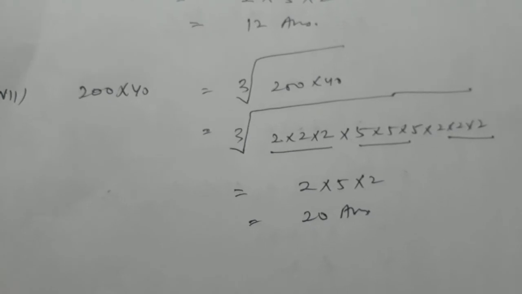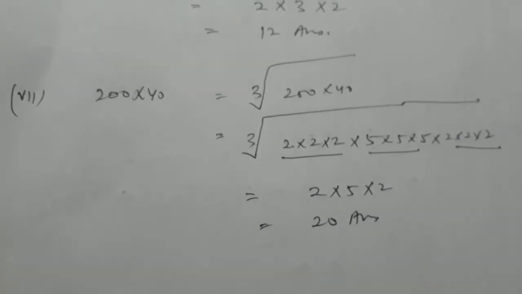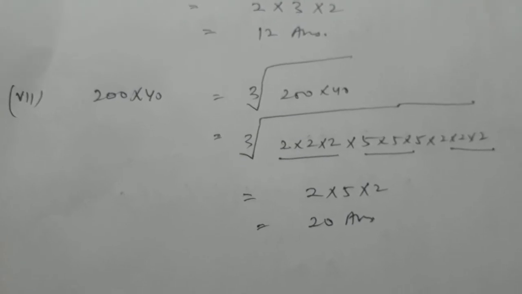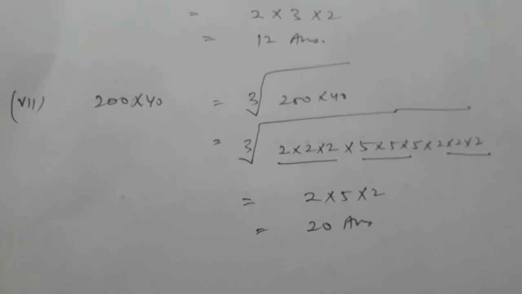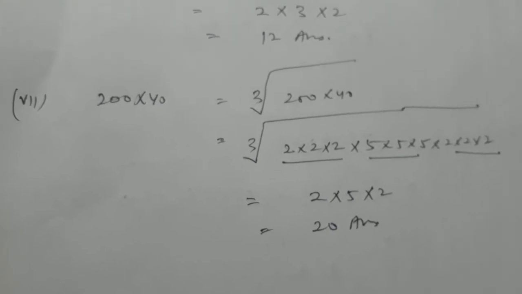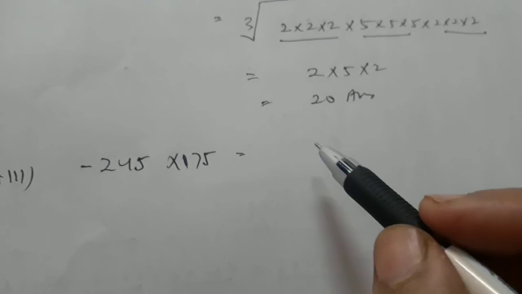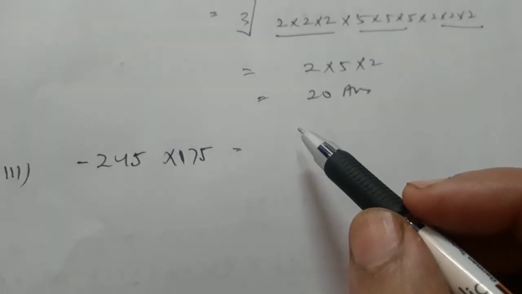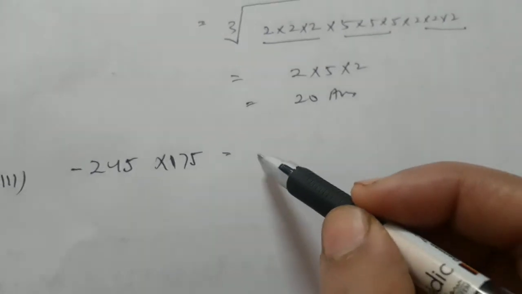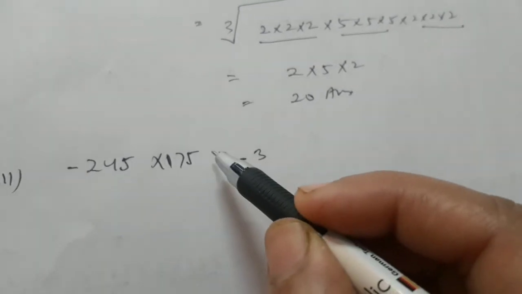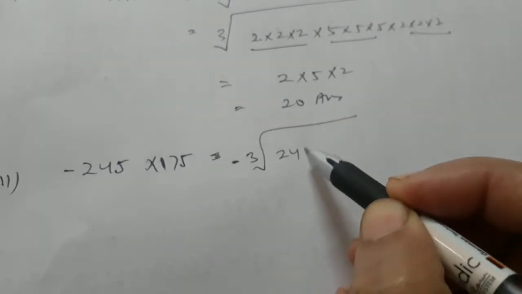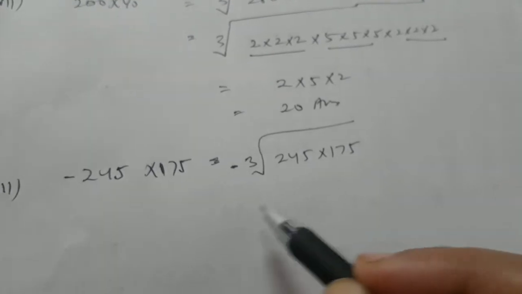Now come to the 8th part, which is the last part of question number 3, exercise 4.2, chapter cubes and cube roots, publication house Goel Brothers Prakashan. So the 8th part is minus 245 into 175. Put the negative sign outside the cube root sign. Then 245 into 175.